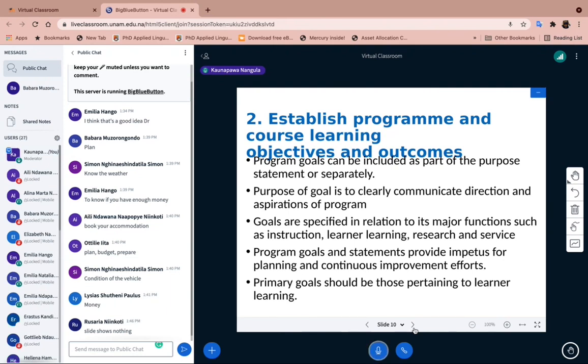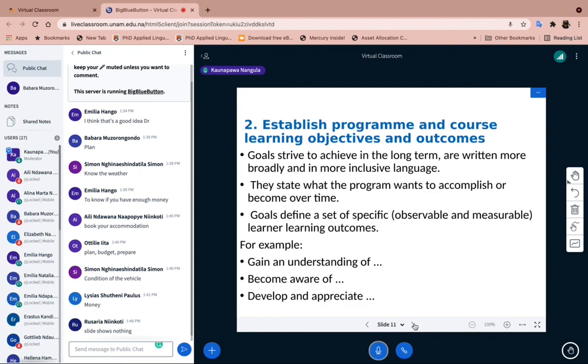Primary goals should be those pertaining to the learner's learning. All right. Yes, it's clear. And then next, goals strive to achieve in the long term. Goals strive to achieve in the long term are written more broadly and in more inclusive language. So here we are going to look at the difference between the goal and objectives. All right, goals and objectives.